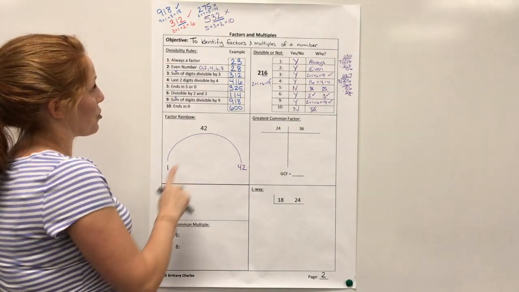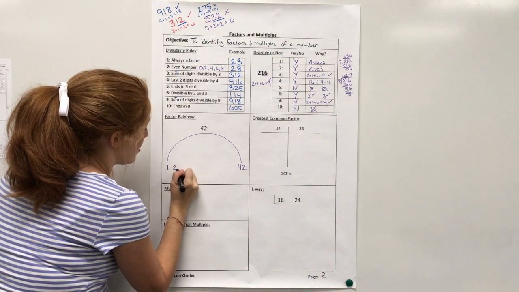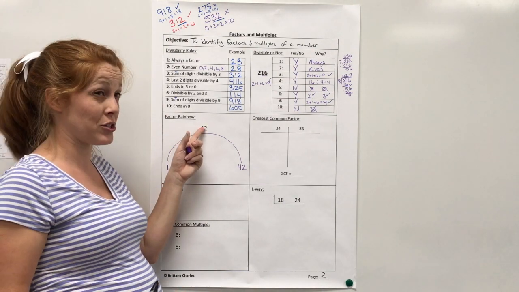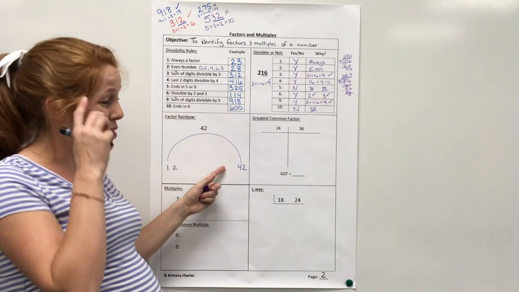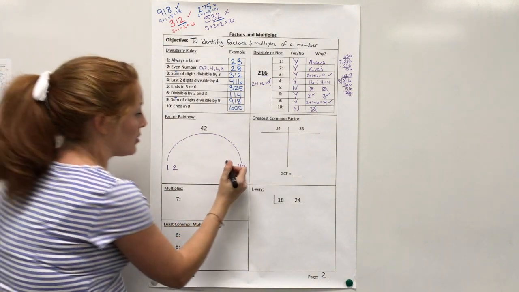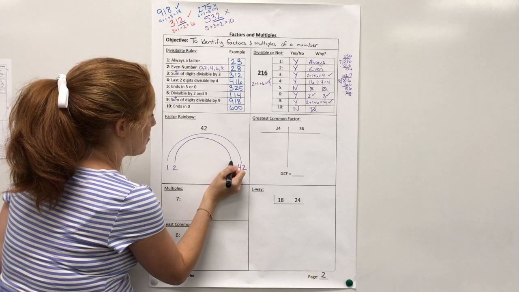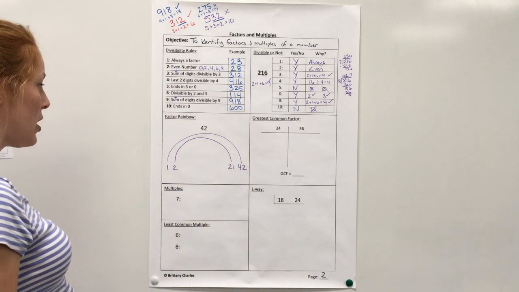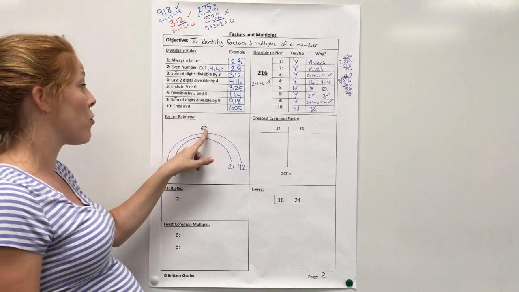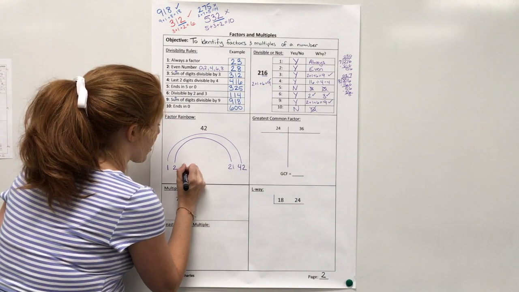Then I'm going to try 2. Well, I know the rule says even number. This is even, so I know 2 is going to work. And now I have to think, what would I multiply 2 by to get 42? If you don't know that off the top of your head, you can always divide. I happen to know that half of 42 is 21. So 21 will go here, and there's my next part of my rainbow. Okay, now I'm going to look at 3. Well, the sum of the digits is divisible by 3. 4 plus 2 is 6. 6 is divisible by 3, so 3 will work.